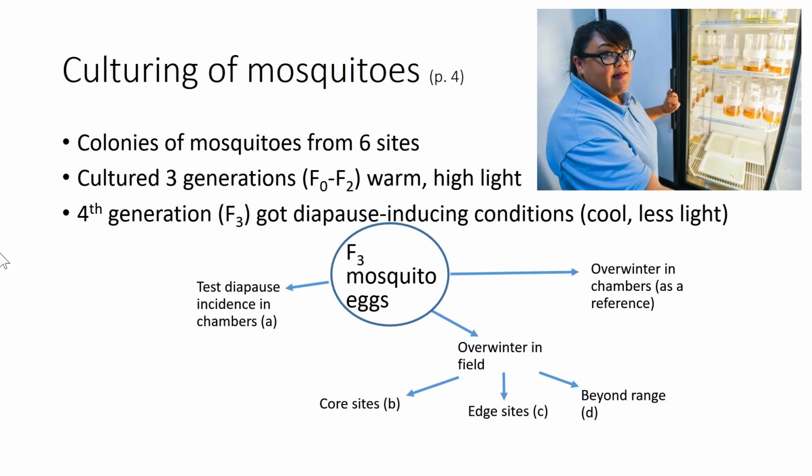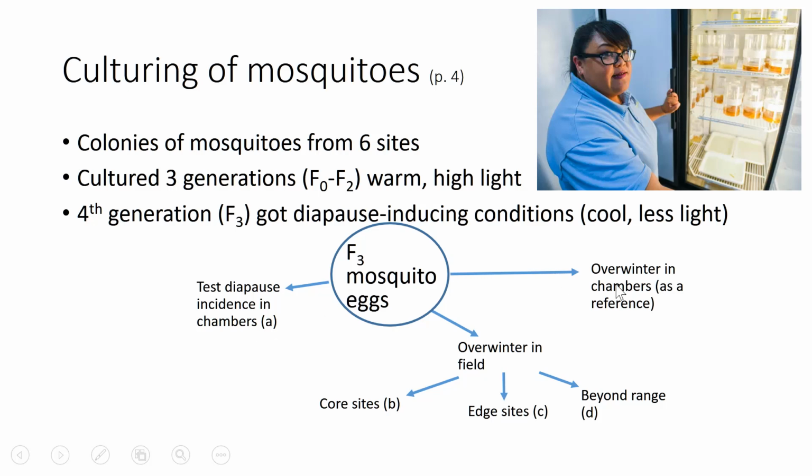The slightly cooler temperature and more darkness than in light. So the photo period was such that it would induce diapause in susceptible mosquitoes. So they took these fourth generation, in other words F3 mosquito eggs, and they exposed them to a few different conditions or tests. For some of them, they are going to test the diapause incidence in chambers. And this little letter in parentheses here represents the condition that they list in the text on page 4. So for some of them, they're going to test diapause incidence in these environmental chambers.